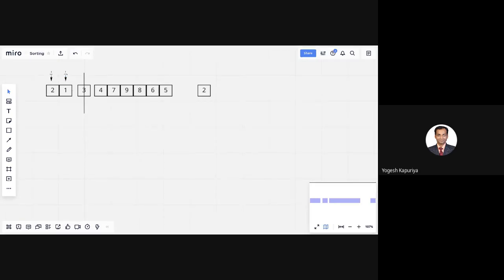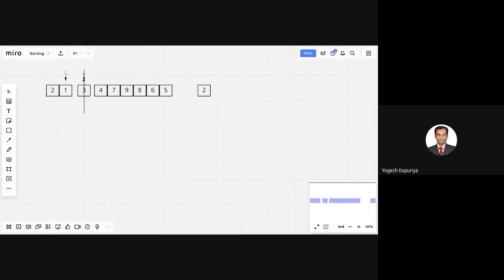Okay. Once again I will do its task. Skip all the numbers which are less than or equal to the pivot number. Pivot is 2, so skip all the numbers which are less than or equal to 2. So increment. 1 is less than or equal to 2, so increment, it comes here.